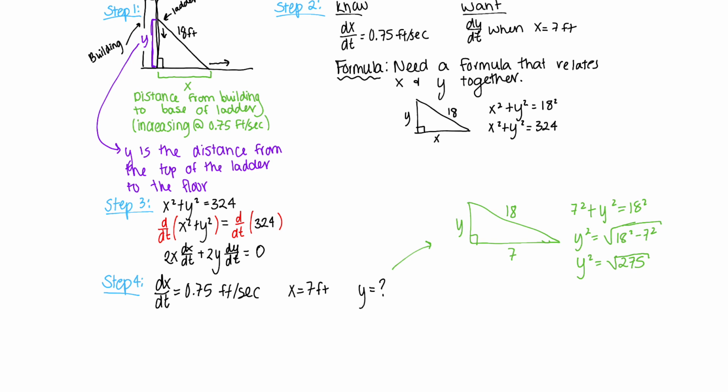Oops, that's not right. Not y squared. This is y. So I did 2 steps in one. I moved it over and then I took the square root. So it's not y squared, it's y. Y is equal to the square root of 275, which is not a nice number. It's like 16.58, but we're not going to round yet.